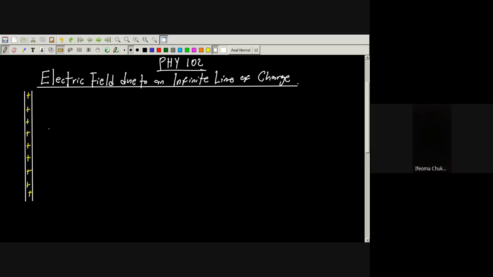So let's say we are interested in finding the electric field at this particular point of interest. Pay attention, at this particular point. Let me call this point of interest point P. We assume this part is the center of the infinite length, and from here to here is given as distance a. Now pay attention, to find the electric field, this is what we do first.